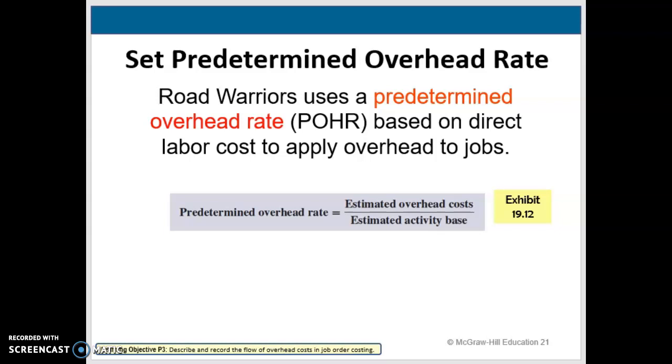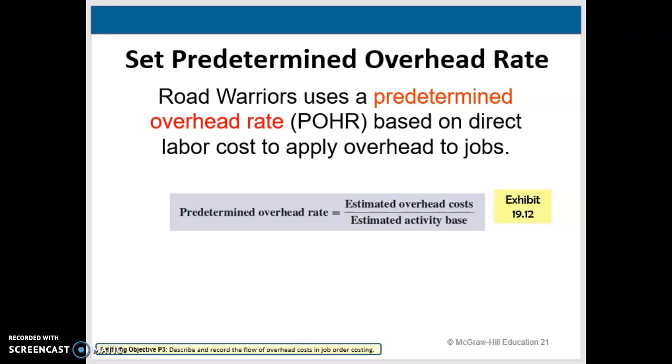All right, so as we get into part two, I want to back up a little bit for this Road Warriors example because I think I skipped over some of it. So I want to talk about the Road Warriors predetermined rate. What happens when we're looking at this predetermined overhead rate is we're figuring out how to apply overhead. In this case, we're linking it to the activity base. The activity base they're going to link it to is direct labor.